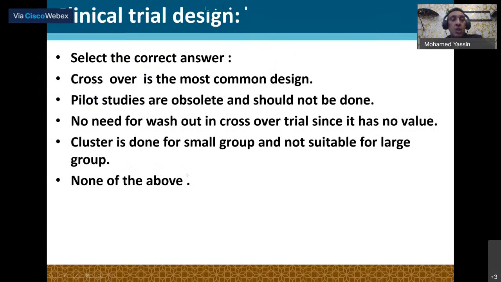So again, we do trial design. Just please select the correct answer. Crossover is the most common design. Pilot studies are obsolete and should not be done. No need for washout in a crossover trial since it has no value. Cluster is done for a small group and not suitable for a large group. None of the above.